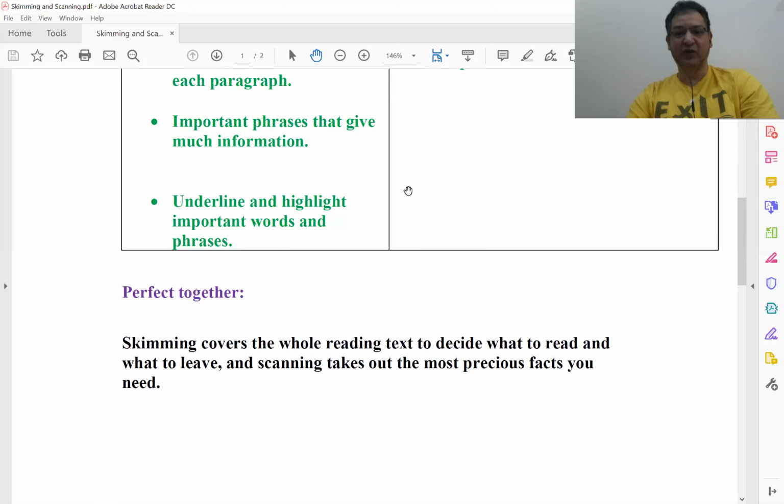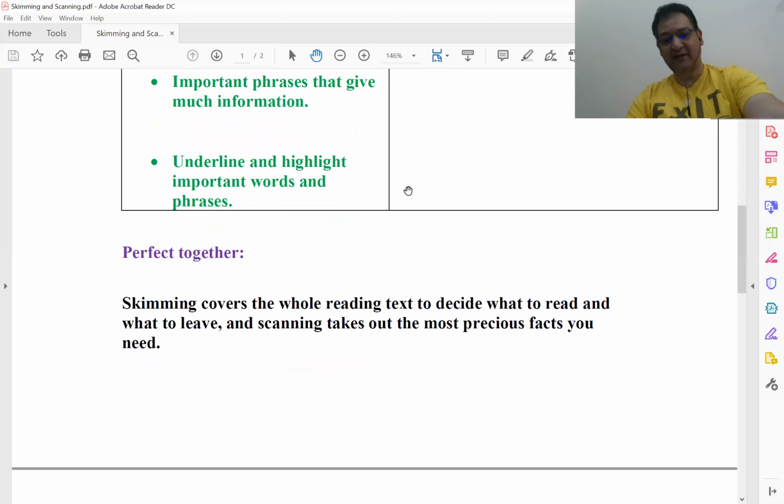Let me summarize what I have said. Skimming means reading for the general idea, and you decide what to read and what to leave. Scanning means you are looking for specific words or specific phrases. You are looking for the most precious facts you need. This is skimming and scanning. But let's go to practice.